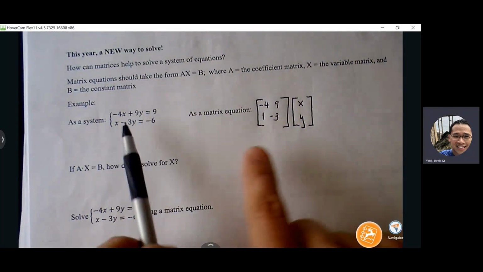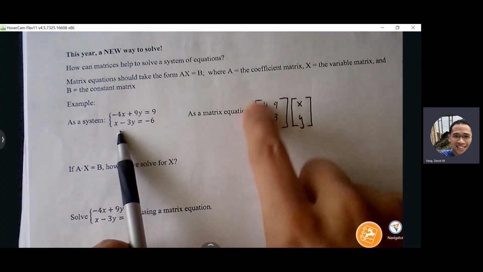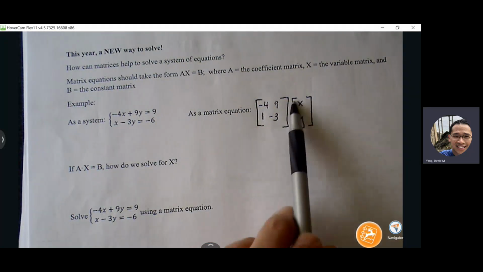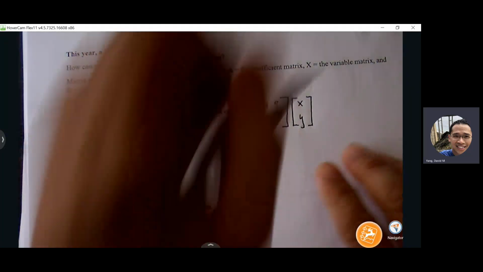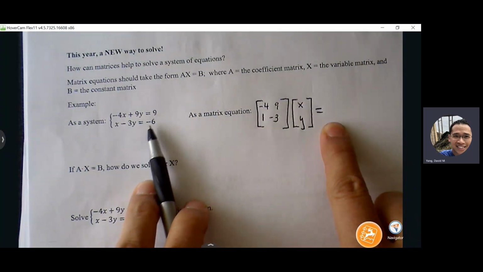Yes, always going to be the case. You're always going to put your first matrix as a 2 by 2 with just the coefficients. The second matrix will be two variables, a 2 by 1 matrix. And then guess what? The third matrix is going to be 2 by 1 as well.